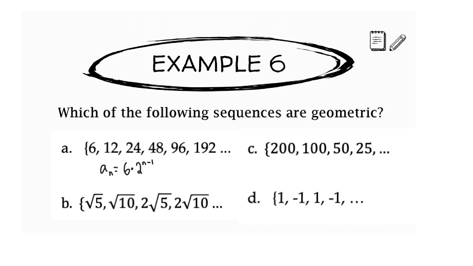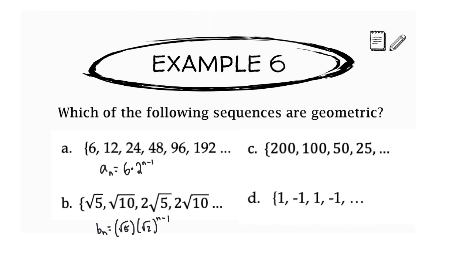The second sequence, letter B, these are under a radical, but I notice that to get from root 5 to root 10, I should multiply by root 2. And if I take root 10 and multiply by root 2, that'll give me root 20, and root 20 simplifies to 2 root 5. If I take 2 root 5 and multiply it by root 2, I get 2 root 10. So it is, in fact, true that b sub n is equal to root 5, the first term, multiplied by root 2 raised to the n minus first power.